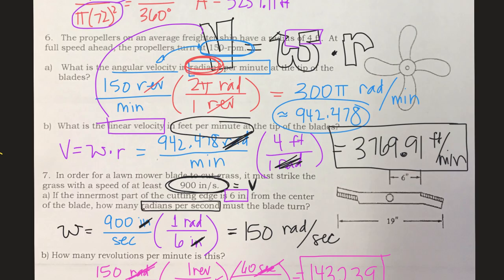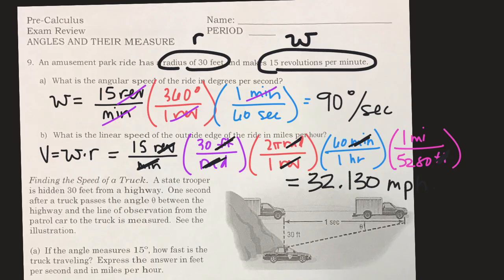V equals omega times r. So here's all the work here for number 9. We get 90 degrees per second and 32.130 miles per hour. Okay, pause the video if you need to copy this down. All right, our last one is some trig stuff.